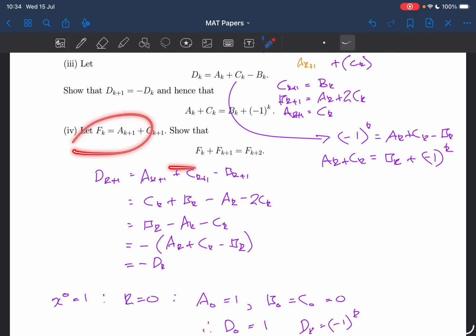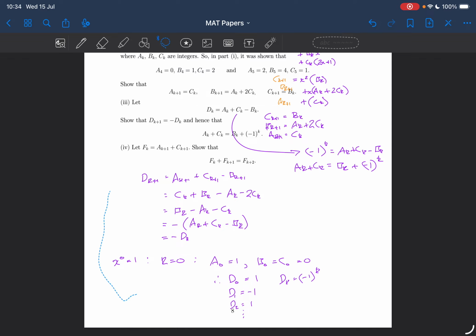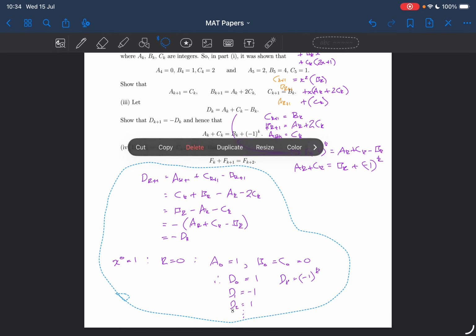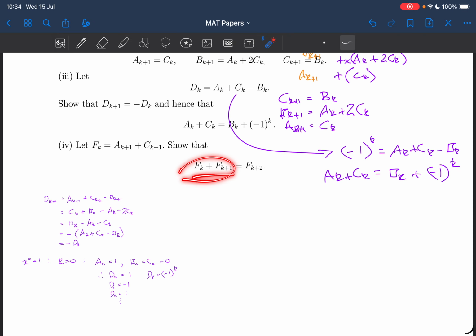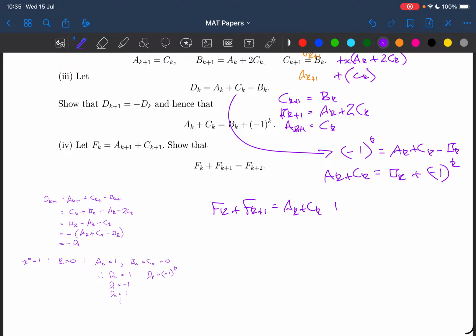Last little bit then, just to do the stuff with f, I will just shrink some of this out of the way, give me some more space. There we go. So f is the sum of a and c, and we want to show that as you add two of them together, you get the next term. So basically show that f is the Fibonacci sequence. So let's write it down then. We're going to have fk plus f of k plus 1. What's that going to equal? Well, the fk will be ak plus ck, and the k plus 1 will be a k plus 1 plus c k plus 1.